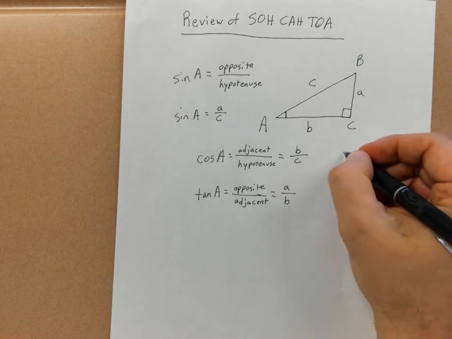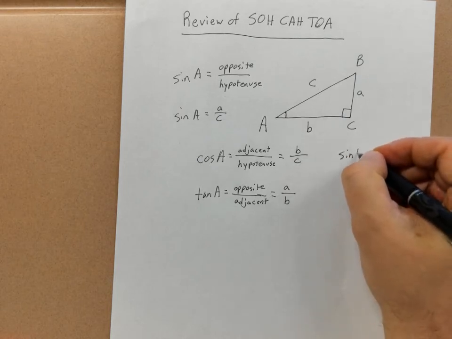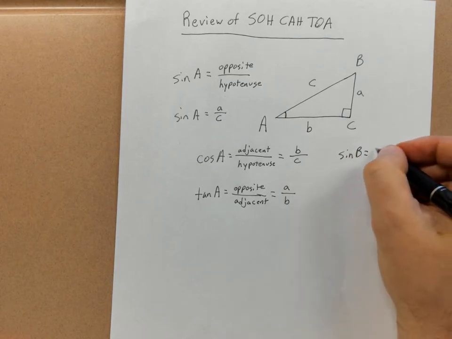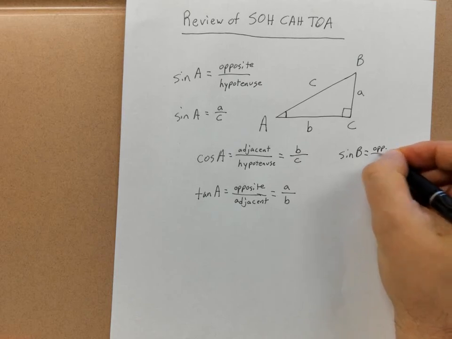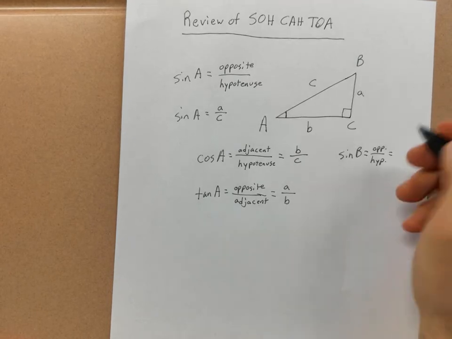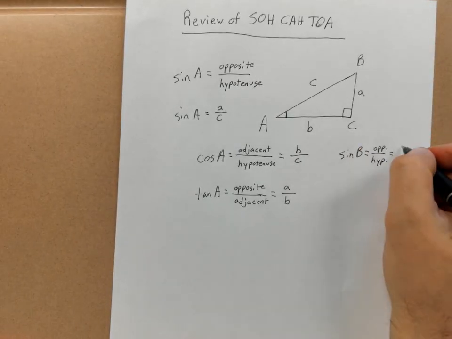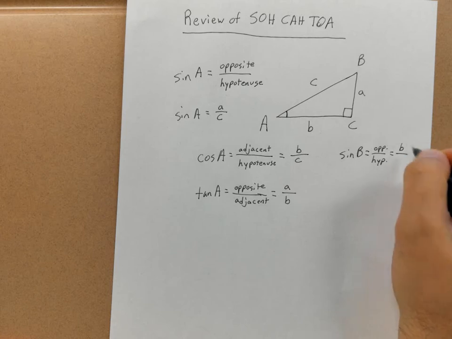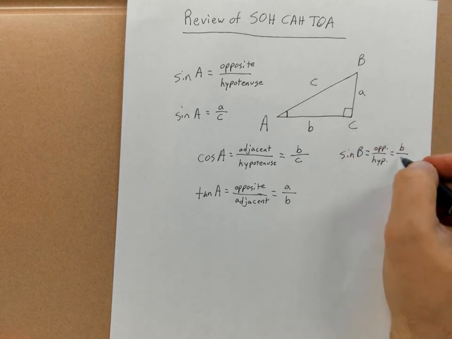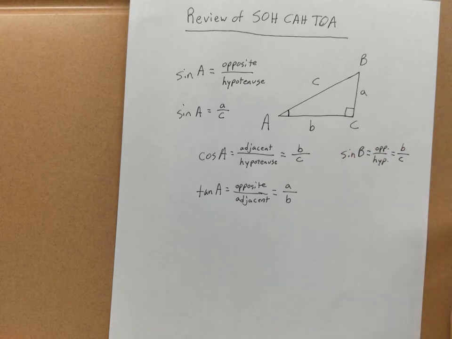So just as one last quick example, my sine of angle B is still going to be opposite divided by my hypotenuse. However, this time my opposite is going to be that little b divided by my hypotenuse, which is still going to stay as little c. And that's just a quick review of SOHCAHTOA.